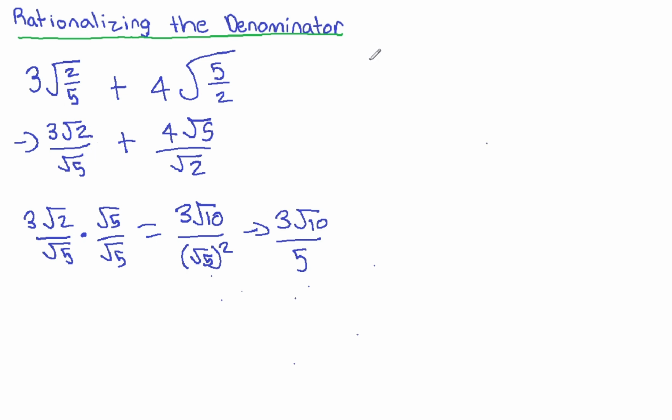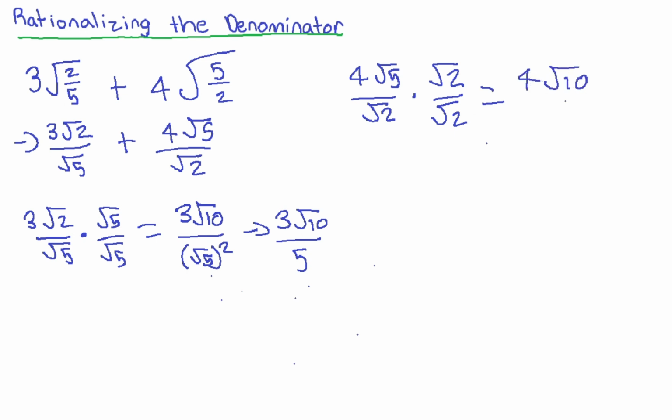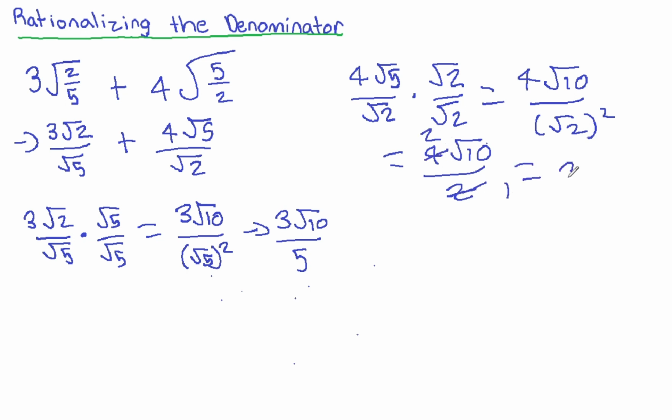Now simplify this: 4 root 5 over root 2. You multiply the numerator and the denominator by root 2, and you're left with 4 root 10 over root 2 squared. Then you multiply it out and you get 4 root 10 over 2. As you can see here though, the 2 and the 4 cancel out. So this goes to 1, this goes to 2, so you get 2 root 10.